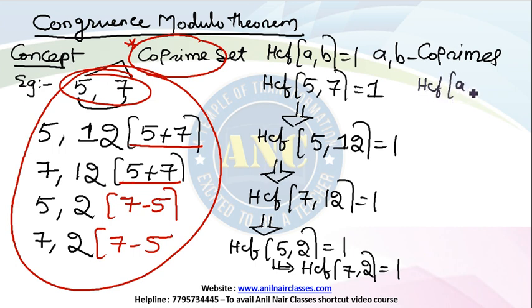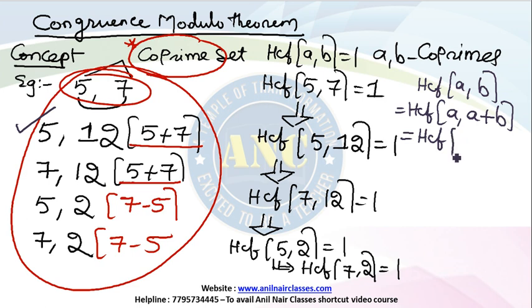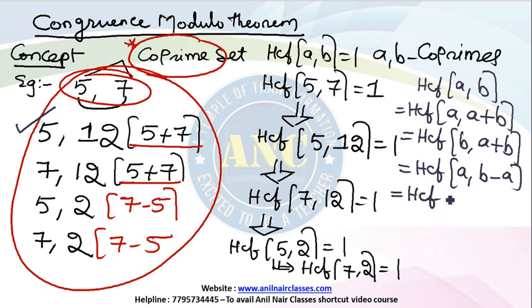HCF of A, B is also equivalent to HCF of A, A plus B. That is what we did in the first example. It is also equivalent to HCF of B, A plus B. It is also equivalent to HCF of A, B minus A. It is also equivalent to HCF of B, B minus A. But if you take the sum and difference, 5 plus 7 is 12, 5 minus 7 is 2.